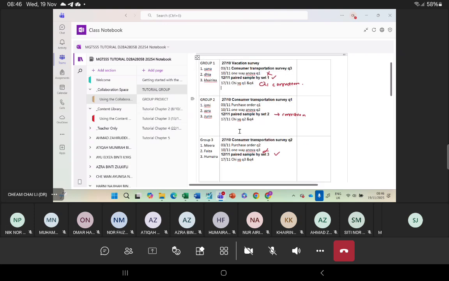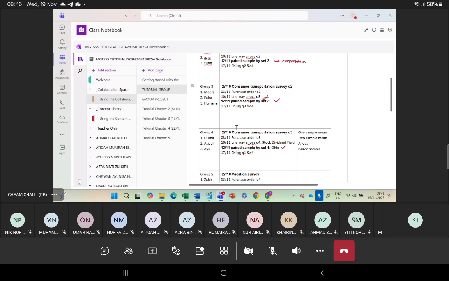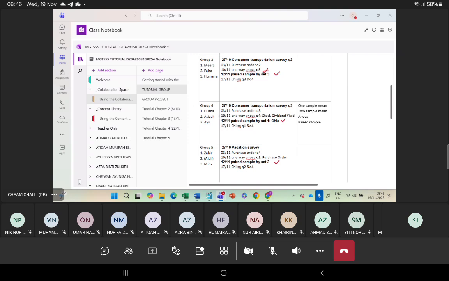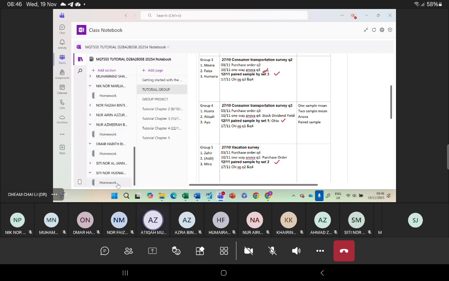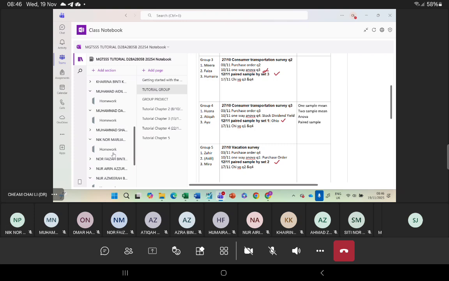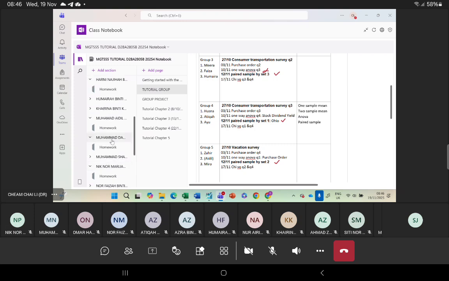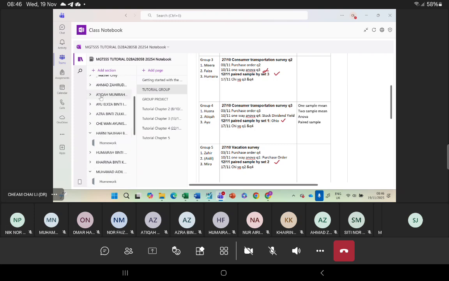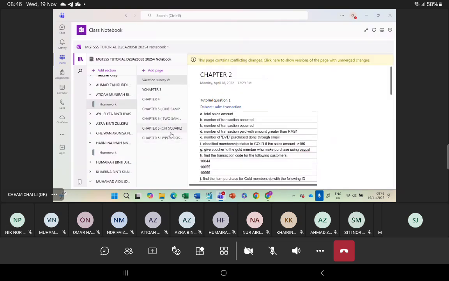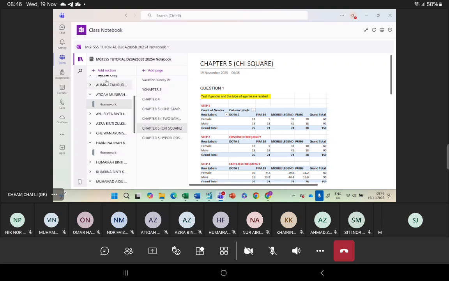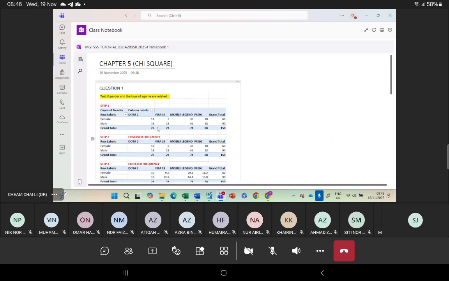Okay. So satu lagi group yang ada chi-square. So chi-square question 1, kumpulan 4. Also Husna, Atikah, madam. Atika. Okay. So Atika is no Atika. Oh, okay. Atika yang ni saja kan. Okay. Chi-square. Now you have to show the steps, right?